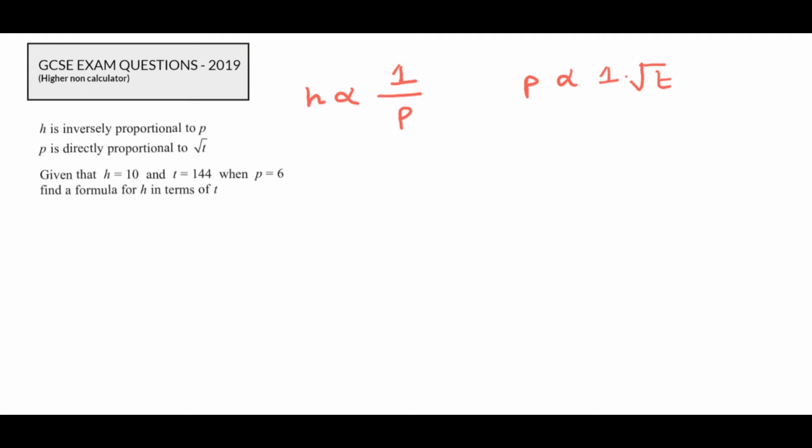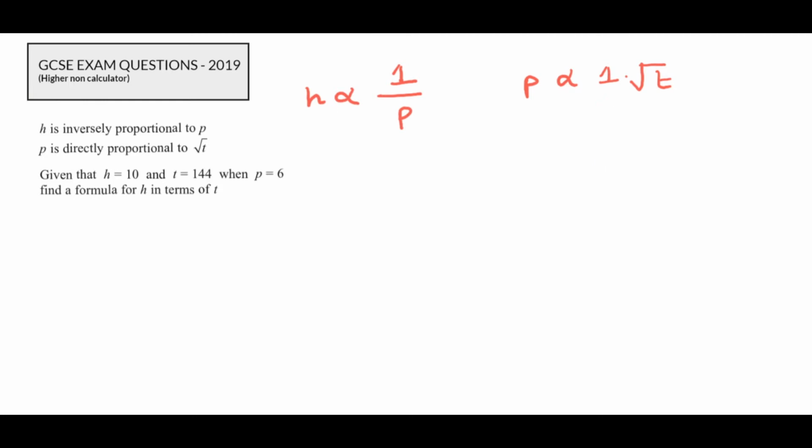So listen, I hope so far you're okay with what I'm saying. So remember, H is inversely proportional to P, the first one. Inversely proportional means division. So that's why I've put 1 over P. And then the right-hand side is P is directly proportional to root T. It's multiplication. That's why you're multiplying by the 1. Okay, cool. So far, everything's cool, calm.